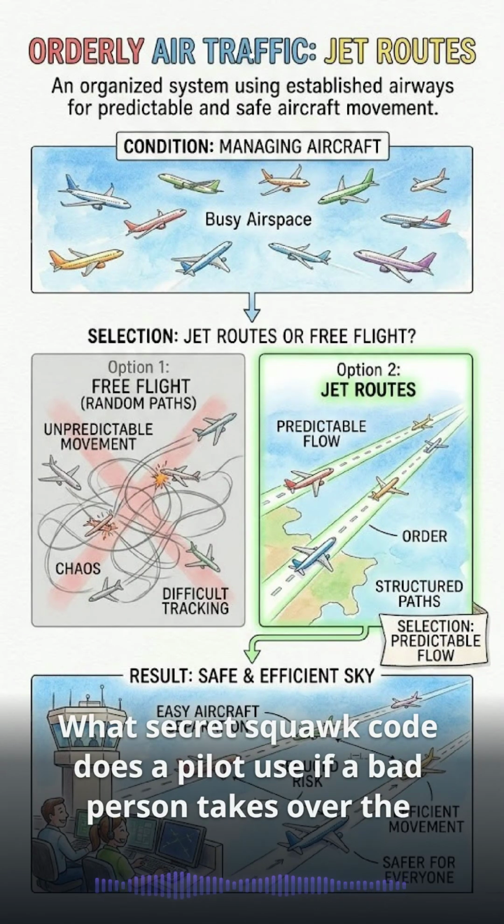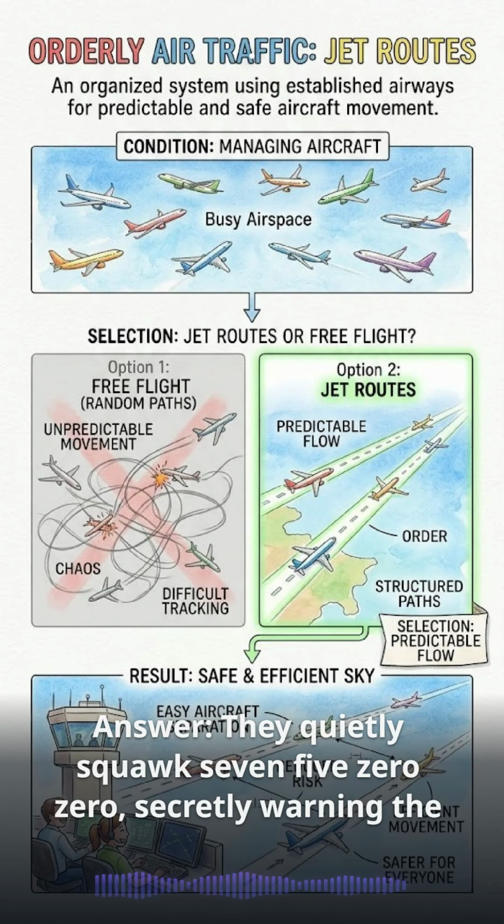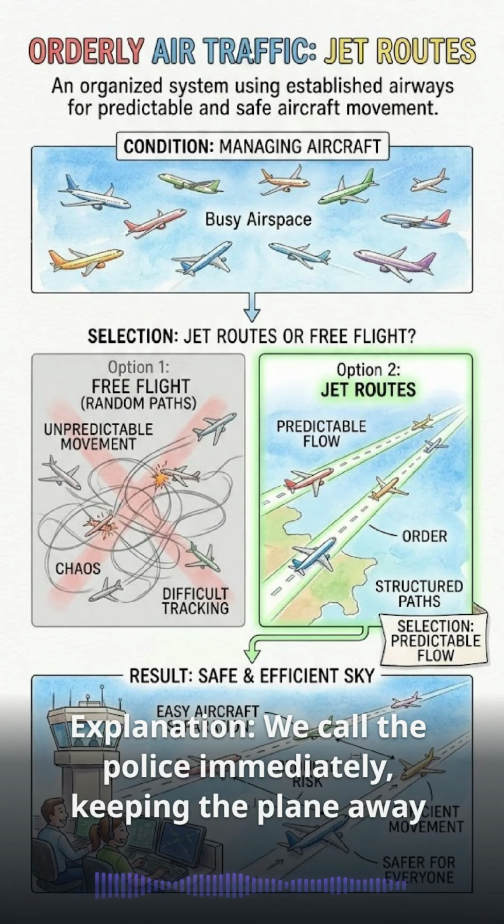46. What secret squawk code does a pilot use if a bad person takes over the airplane forcefully? They quietly squawk 7500, secretly warning the ground controllers about the dangerous hijacking situation. We call the police immediately, keeping the plane away from crowded cities for everyone's total safety.